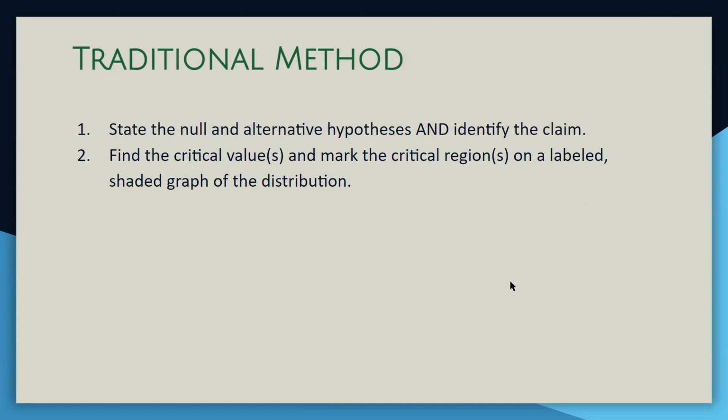Next, we're going to find the critical values and mark the critical regions on a labeled shaded graph of the distribution. And remember, we're using either a standard normal or a student t-distribution. So in both pictures, bell-shaped curve centered about 0. The critical value is related to that probability of making a type 1 error, that alpha value. That's also called the level of significance, and that should be given to you in the problem. It's related to how certain we want to be in our answer.